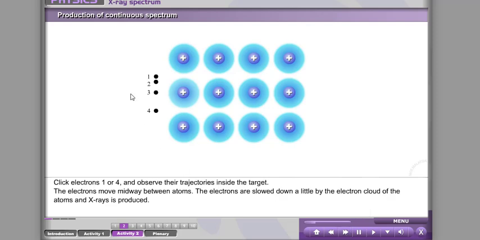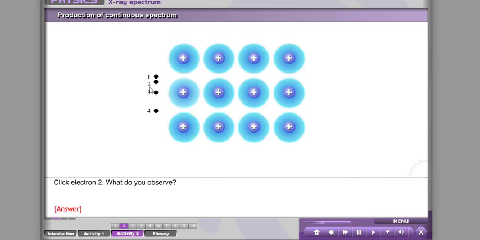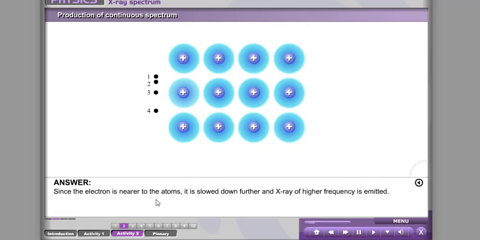Click electrons 1 or 4 and observe their trajectories inside the target. The electrons move midway between atoms. The electrons are slowed down a little by the electron cloud of the atoms and X-rays are produced. Click electron 2. What do you observe? Answer: since the electron is nearer to the atoms, it is slowed down further and X-ray of higher frequency is emitted.